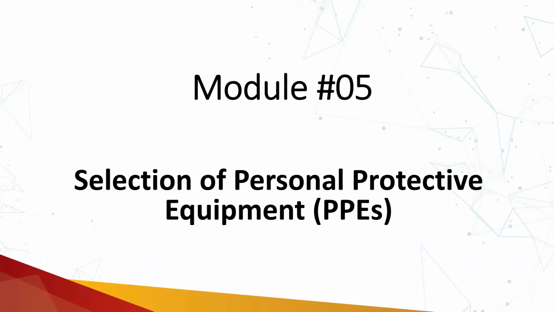Today we will be starting module number 5, selection of personal protective equipment, based on the discussion we had in the last class. In the last class, we discussed how we will be carrying out the shock risk assessment and arc flash risk assessment, and the outcome of those risk assessments is to determine the boundaries and then to determine the personal protective equipment required to carry out the job.